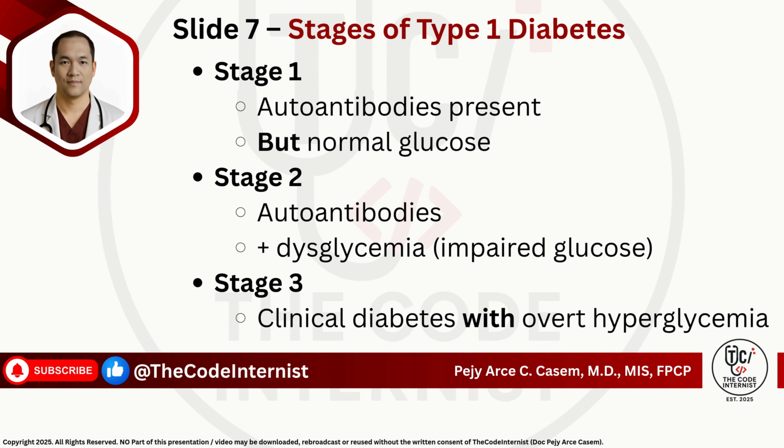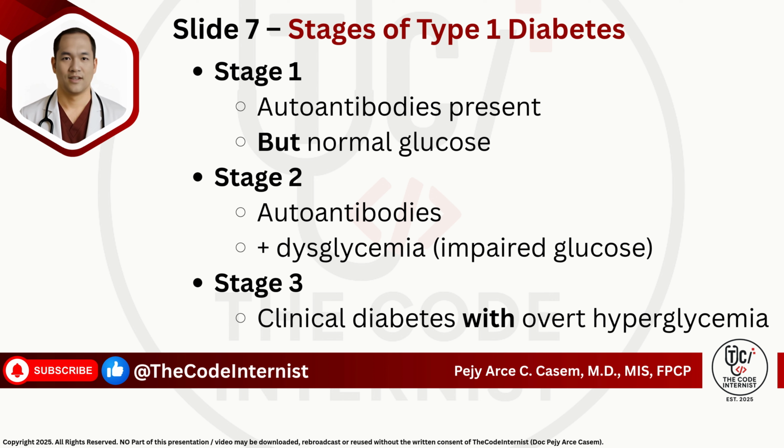Recent research has given us a better way to understand how type 1 diabetes develops. It's now divided into 3 stages. The first stage starts when autoantibodies appear, meaning the immune system has started attacking the pancreas, but blood sugar is still normal. In stage 2, sugar control starts to break down, and by stage 3, diabetes becomes clinically obvious with high blood glucose levels.